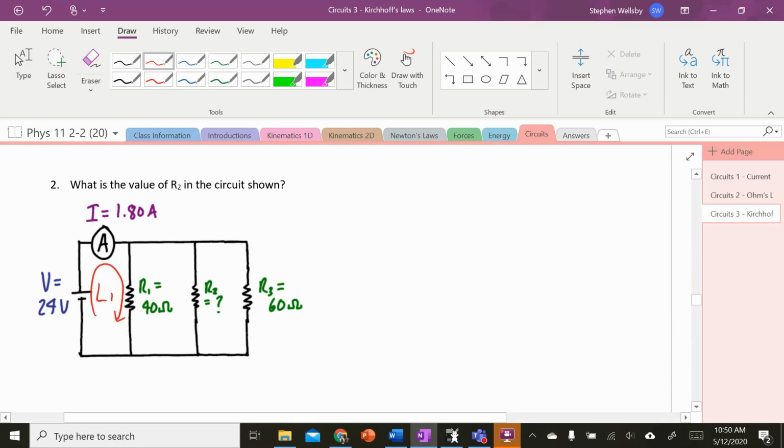I'm going to call this L1, and then L2 is going to be this loop, and L3 is going to be this loop here. So for Kirchhoff's loop law, it tells me that the voltage across any loop equals 0. Now this cell gives it 24 volts, so that means if we're looking at loop 1, the voltage across here is going to be 24 volts. And that's also going to be the same here.